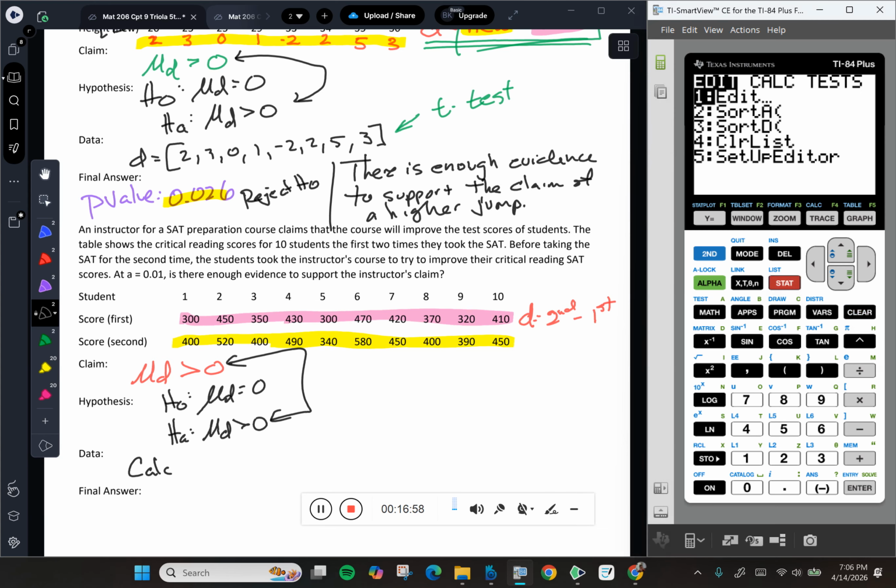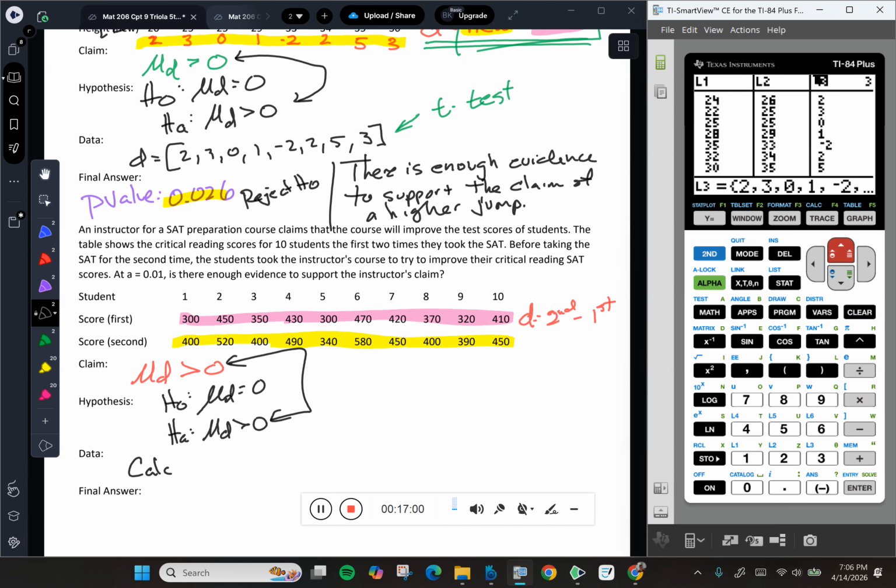Let's clear this, stat, edit. I need this gone, clear that. I need this gone, clear that. I need this gone, clear that, right? And now I'm going to start putting data in. In L1, I've got 300, then I got 450, and then I got 350, and then I got 430, and then a 300, and then a 470, then a 420, and then a 370, then a 320, and then a 410.